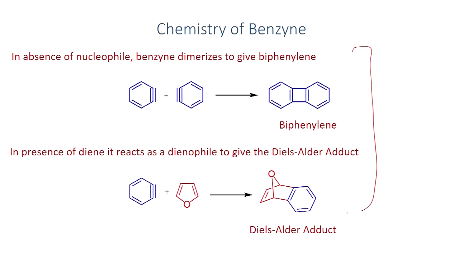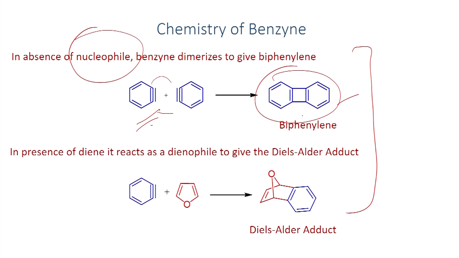Now, let us look at the reactions of benzyne, which is widely used in organic synthesis to make a variety of structural scaffolds. The first example, as you can see here: if you do not have a nucleophile in our system, the benzyne can readily undergo reaction, and you can get biphenylene as the product. On the other hand, suppose you have a diene. This diene can undergo a 4+2 cycloaddition reaction. Benzyne is a very reactive species, and it can readily undergo the 4+2 cycloaddition reaction, and you can get this tricyclic compound.